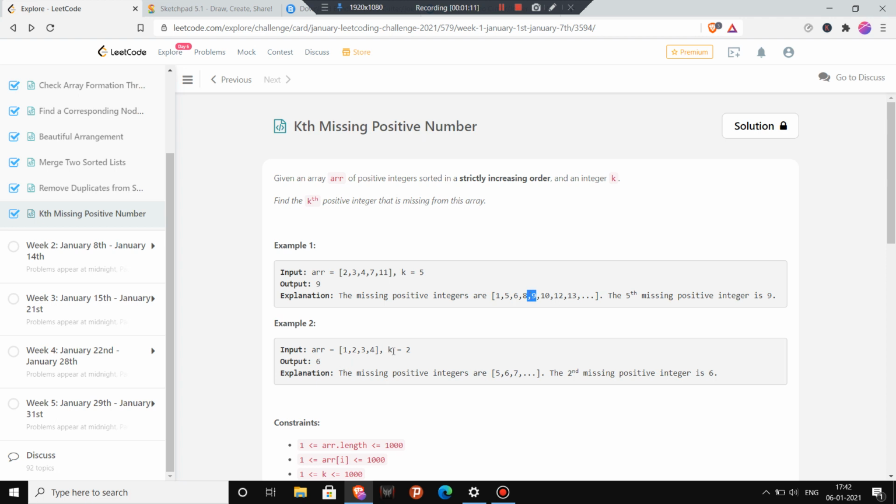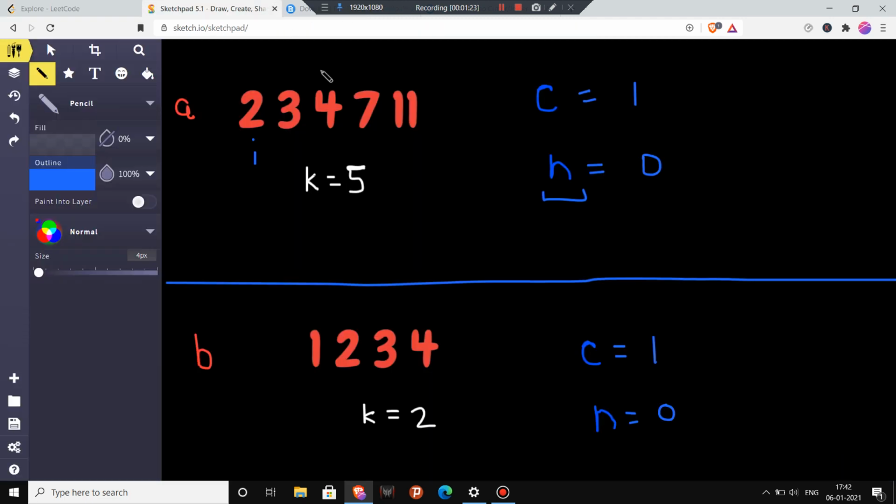Similarly here, 1 2 3 4 and k is equal to 2. 1 2 3 4 are present, then 5 and 6, the sixth number is not present. Now try to understand this using logic.